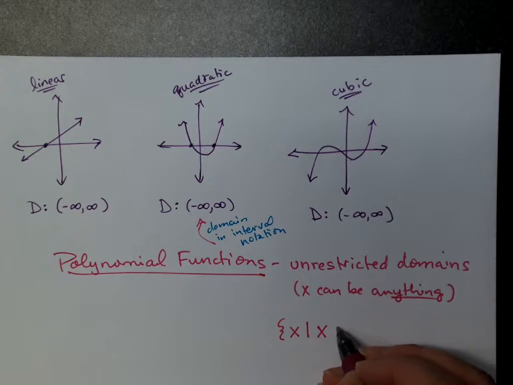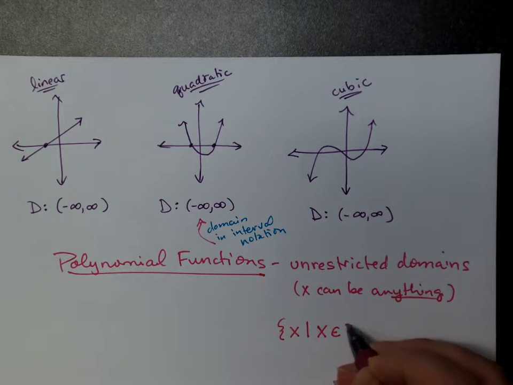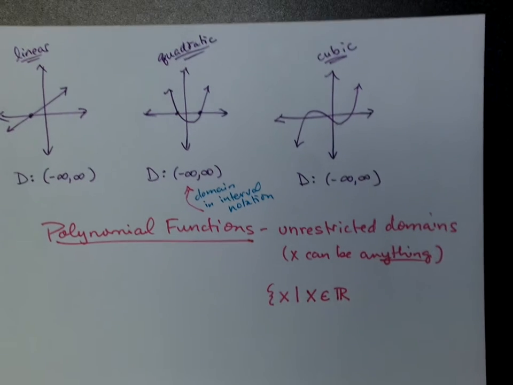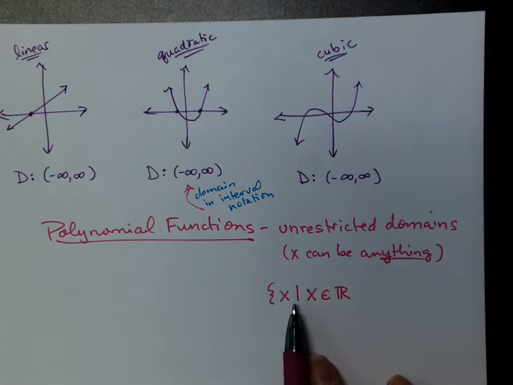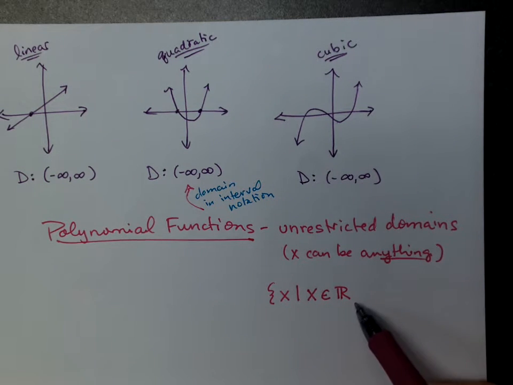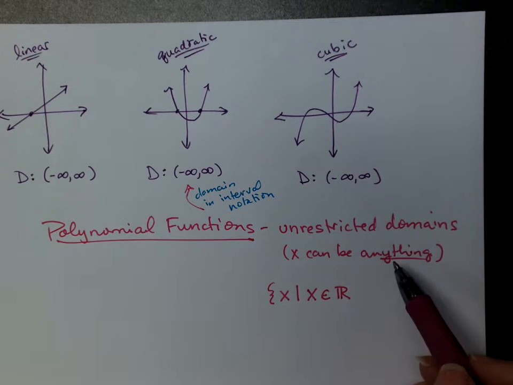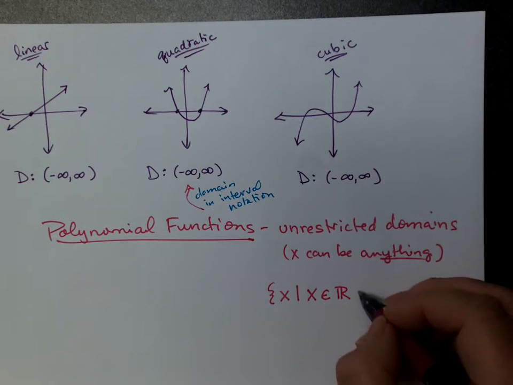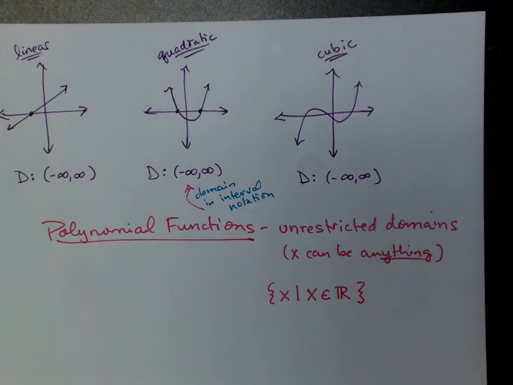So x is a member of the set of real numbers is an algebraic shorthand way to write that. Okay? X is a member. So the rule is x can be all x's as long as x is a real number. And then we would list any other restrictions, anything else that x can't be. But do we have any restrictions on these polynomial functions? No. So we just go ahead and close our set.